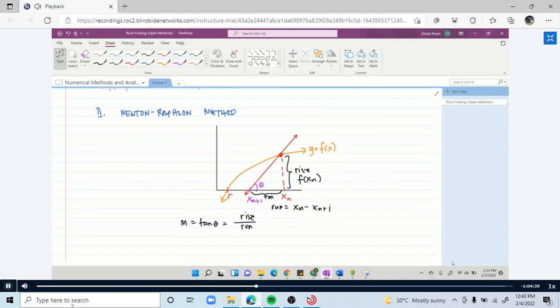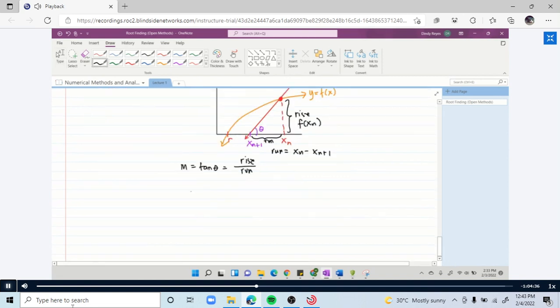So, tangent theta is equal to rise, which is f of x sub n, over run, x sub n minus x sub n plus 1. Okay? Now, since that is a tangent line, tangent to the curve, tangent theta, or the slope of that particular line, is actually referring to the derivative of the function at a particular value of x, which is x sub n. So that is pertaining to f prime of x sub n.